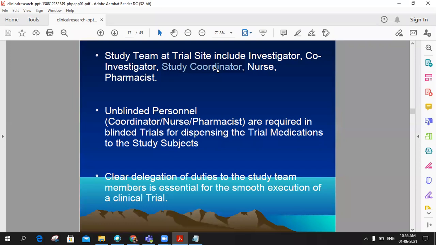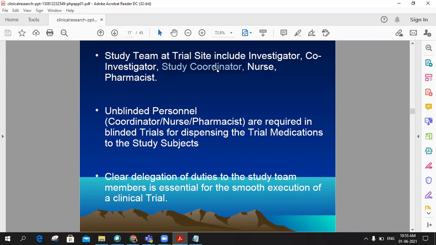Good now. All right. The study team at the trial site includes investigators, co-investigators, study coordinators, nurses, and pharmacists. So there is a team who works at the site. It's not only the doctors. The doctors will have a team who will help in conducting the clinical trials. And then there is the unblinded person. You will get to know blinding and unblinding when we talk about the definitions. For now, just keep in mind that there are two different kinds of people, one blinded and one unblinded.